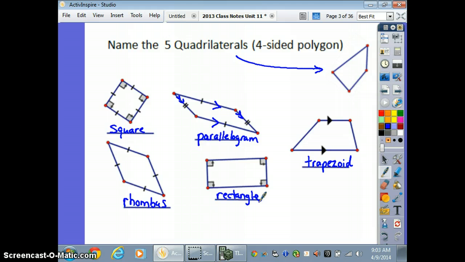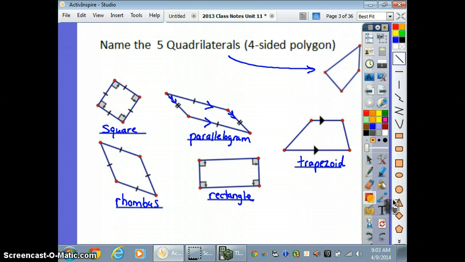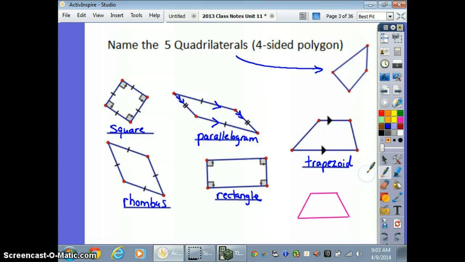Let's add 2 more. Okay, let's add an isosceles trapezoid. So if we have an isosceles trapezoid, we have these 2 legs congruent. So we'll try to sketch it here. Okay, so these 2 sides are congruent, and this is called an isosceles trapezoid.